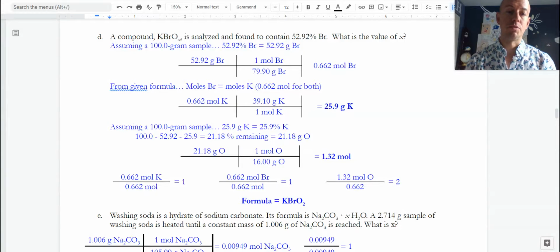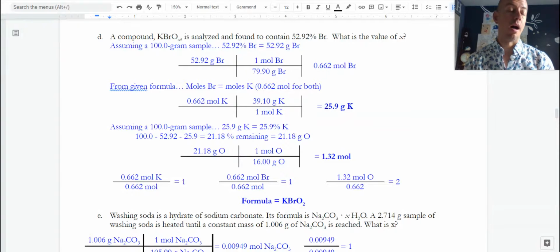Well, 21 grams is 1.32 moles. I already know how many moles of bromine. I already know how many moles of potassium, and then I just found my moles of oxygen. So when we want to find a formula, we need moles of everything. But we need to think about how we can take percents to grams to moles, how moles of certain things do relate to moles of other things.